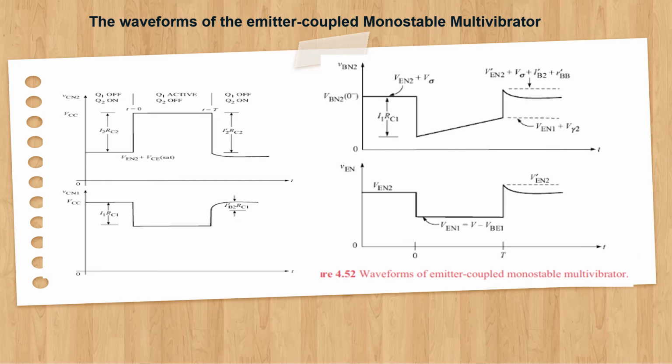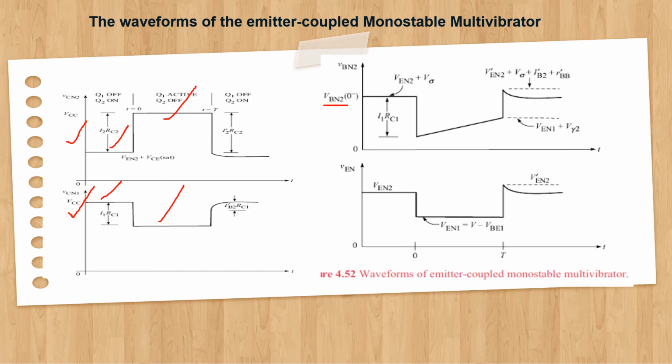So these are the waveforms of the emitter coupled monostable multivibrator. This is the output which is obtained at the collector of transistor Q2, and this is the output which is taken at the collector of the first stage. So these two are complements of each other. If one is at 0, the other is at logic 1. If it is at logic 1, the other is at 0.